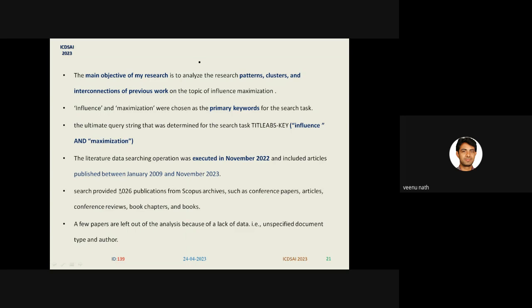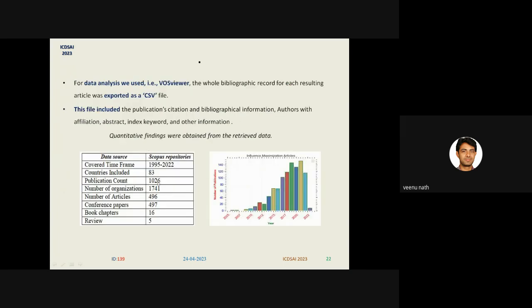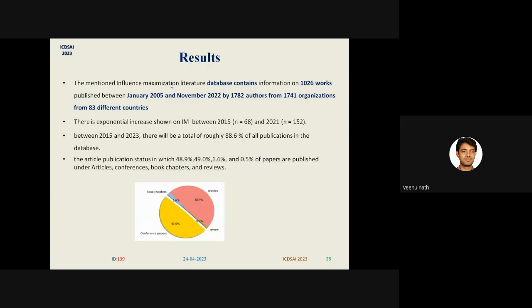I analyzed my research work on around 1026 publications. The time span is from 1995 to 2022. The countries included are 83, the number of organizations is 70. We gathered the data from the Scopus database and used VOSviewer for analysis. VOSviewer gives the data in the form of CSV files.